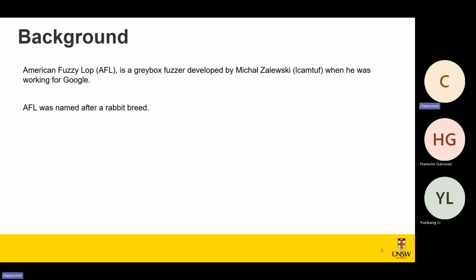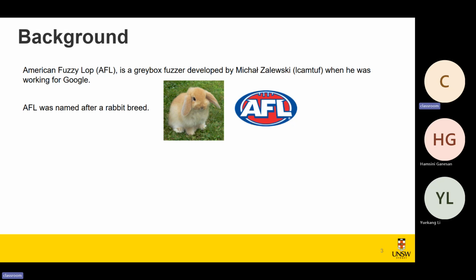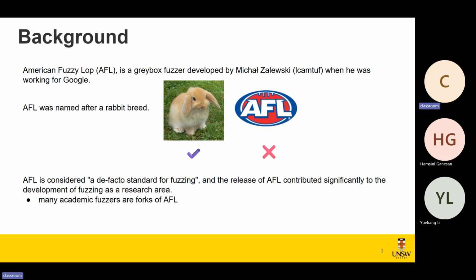If you wonder what AFL is, American Fuzzy Lop is actually a breed of rabbit, so it's a name of some kind of rabbit. It looks like this if you wonder how it looks. You may have heard about other AFLs, like the Australian Football League, but it's not this one. It's a rabbit. We are learning it because, like I mentioned, it's a very popular gray box fuzzer, and it is considered a standard for fuzzing because it has been used in many academic works and for developing many new gray box fuzzers.